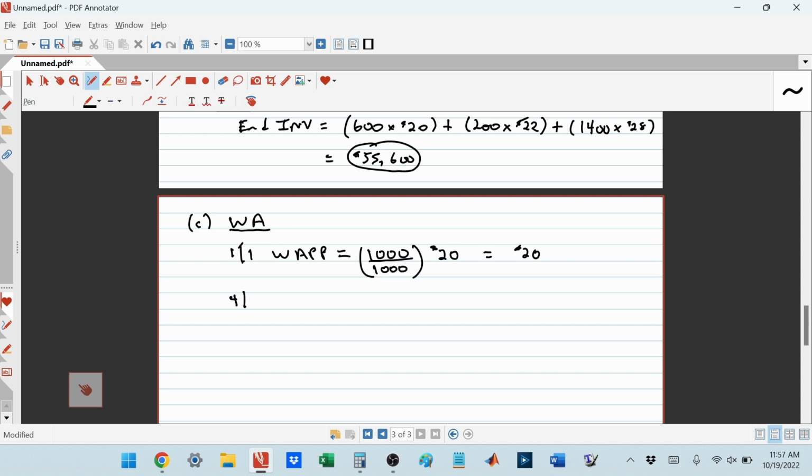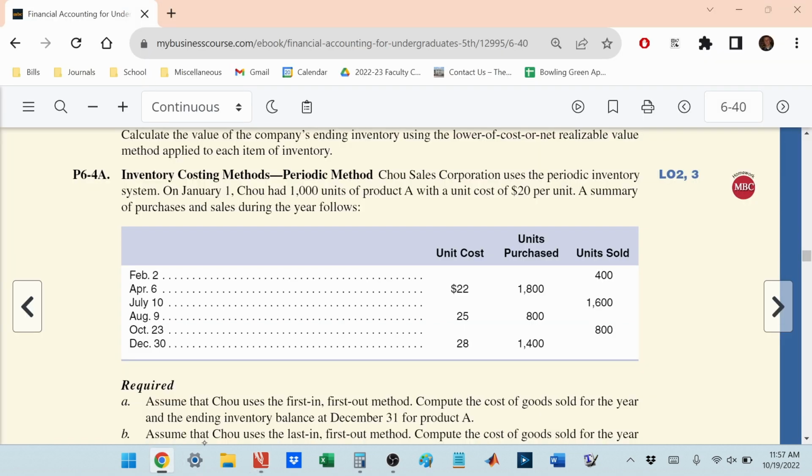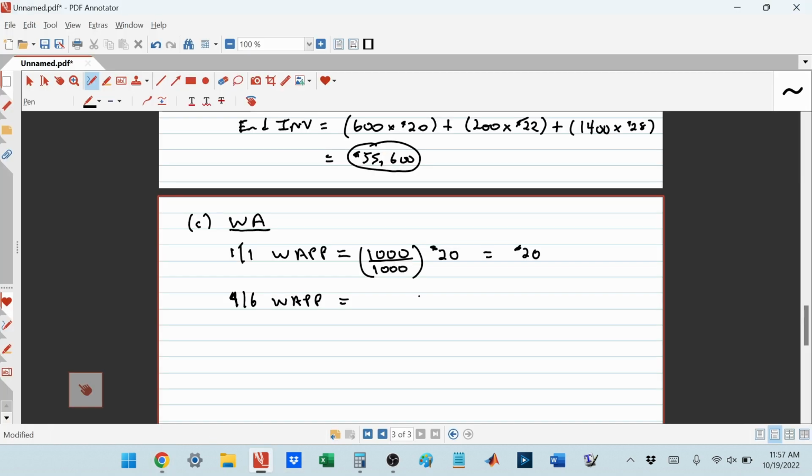Then we need to compute the weighted average purchase price as of April 6th. Well, as of April 6th, any unit that's come into our inventory was purchased either for 20 bucks or 22 bucks. So as of April 6th, we're computing the weighted average of 20 and 22.